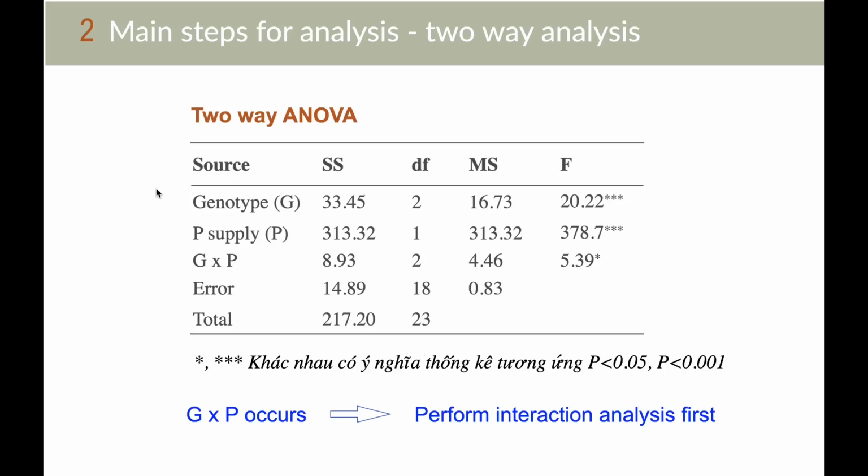This is the result of the two-way ANOVA analysis. As you can see, there is interaction between genotype and phosphorus level. Therefore, we're going to perform the interaction analysis first.